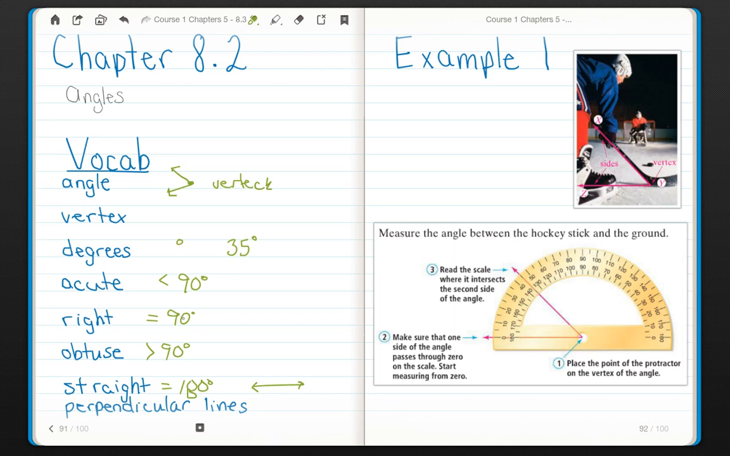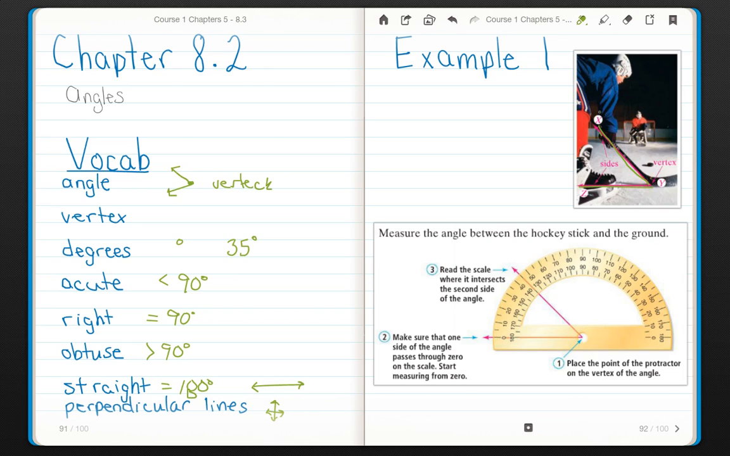Perpendicular lines are lines that form a 90-degree angle. They look like this, more or less. So let's look at example 1. If you've never used a protractor before, I'd like you to come see me so that I can use an actual protractor to go over with you to make sure you're using it correctly, but here are the basics. Measure the angle between the hockey stick and the ground. So here's the hockey stick way up here. Here's the ground.